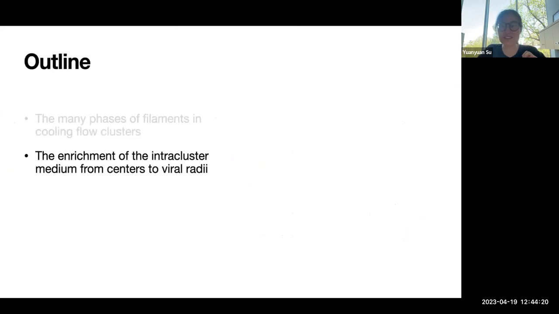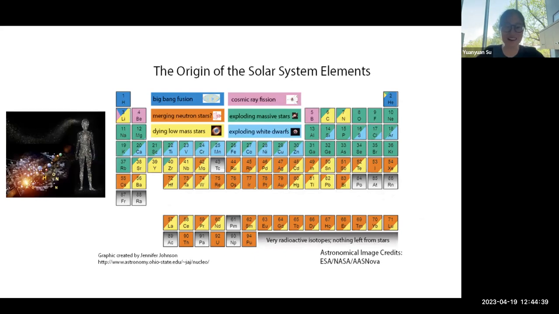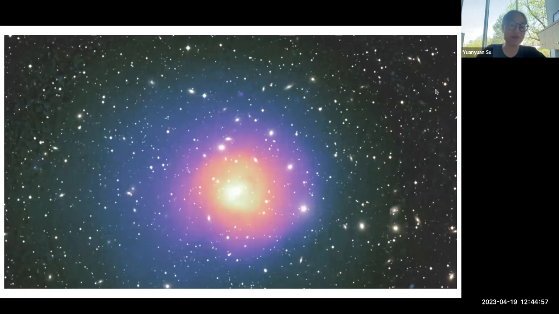So stay tuned. And now I'm going to move on to the second part of this talk, and it is about the enrichment of the intracluster medium from centers to virial radii. We are all once inside a star, and so the chemical abundances that we study are mostly produced in type Ia or core collapse supernovae, and galaxy clusters, as the most massive gravitationally bound systems, manage to keep all the metals ever produced within them. So it is a very ideal laboratory to study the enrichment process.